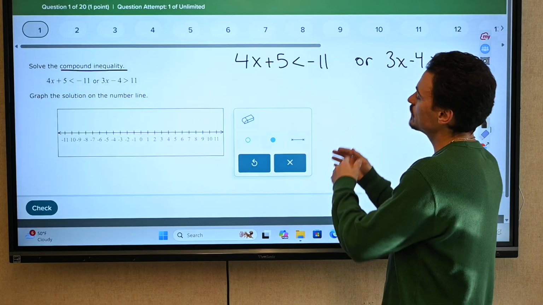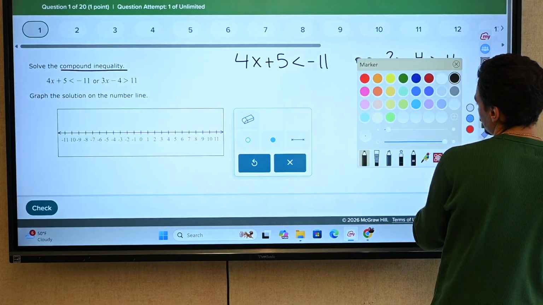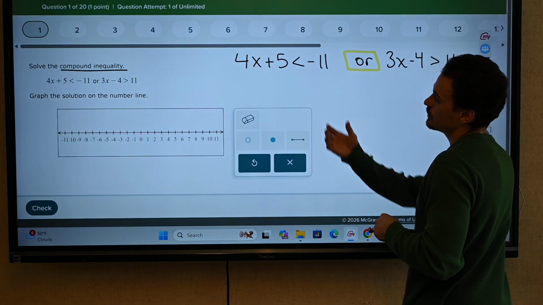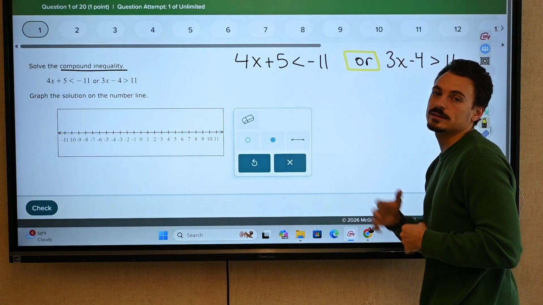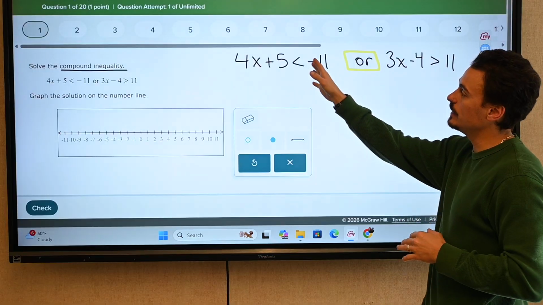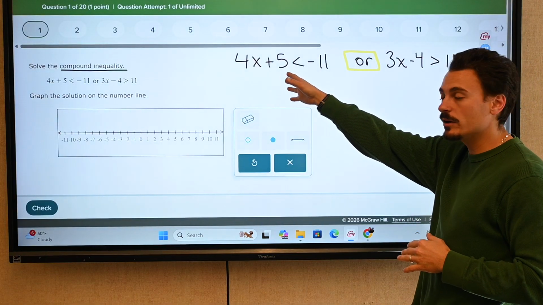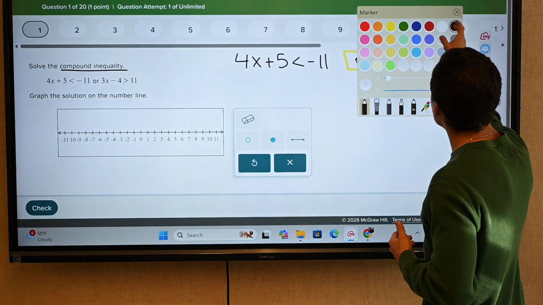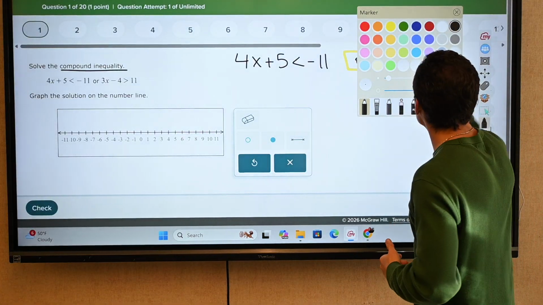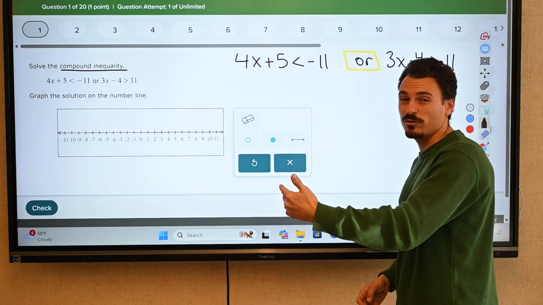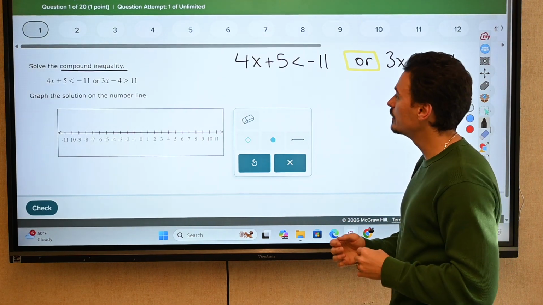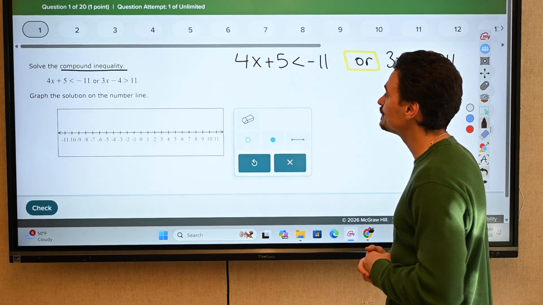So this one is split up by an or statement. These 2 inequalities are connected by the statement or. So it's either this inequality or this inequality. We're going to solve the inequalities. If you need help solving inequalities, you're going to have to go back to homework 4 or maybe homework 3.